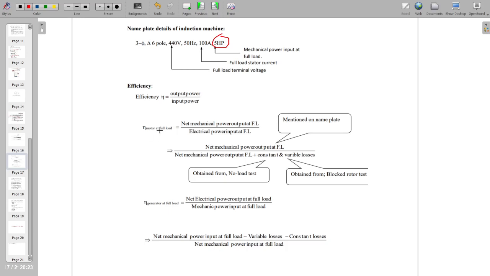So the efficiency of the motor at full load is equal to the mechanical power output at full load to the electrical power input at full load. The corresponding parameters are given in the nameplate details. The electrical power input is written as the net mechanical power developed at full load plus losses, those are the variable losses as well as the constant losses. These losses will be determined with the help of the no load test as well as the blocked rotor test. In a similar manner we will determine the efficiency of the generator with the help of this formula.